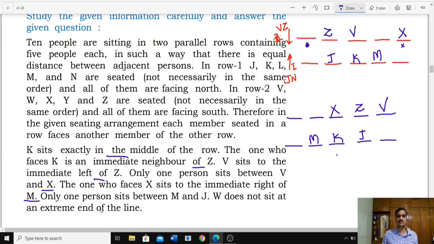W does not sit at any extreme end of the line. W is not at the extreme end of the line, and so W cannot be here. W will be here. Hence, V, W, X, Y, and Z. These are the 5 persons in the first row. Here Y will be here, and J, K, L, M, N.